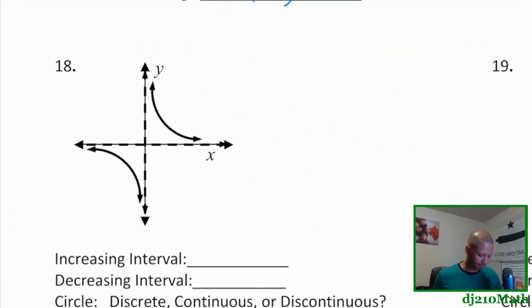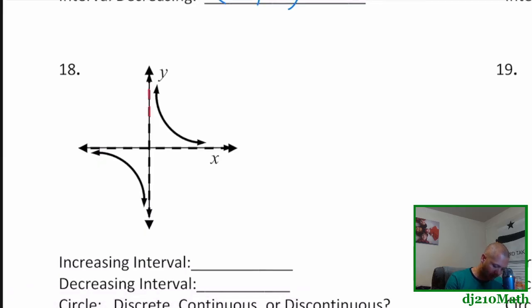Okay, 18. All right, these dashed lines, we'll talk about these later, but we call these asymptotes. Asymptotes. These are lines that are invisible, that the graph gets close to, but never ever crosses. It's getting infinitely closer, but it'll never ever cross no matter what happens.